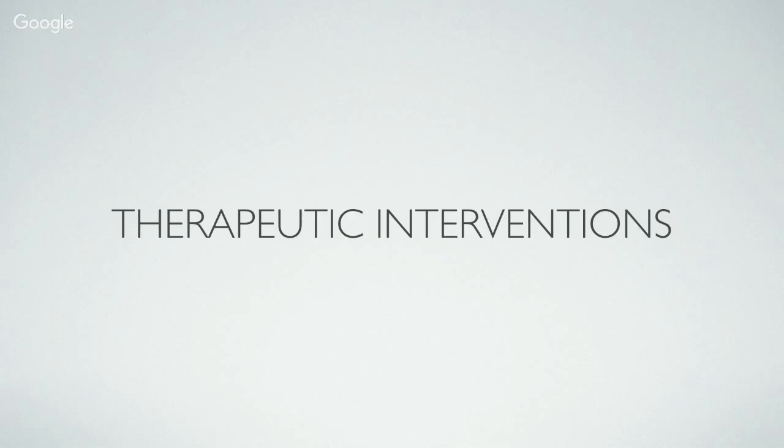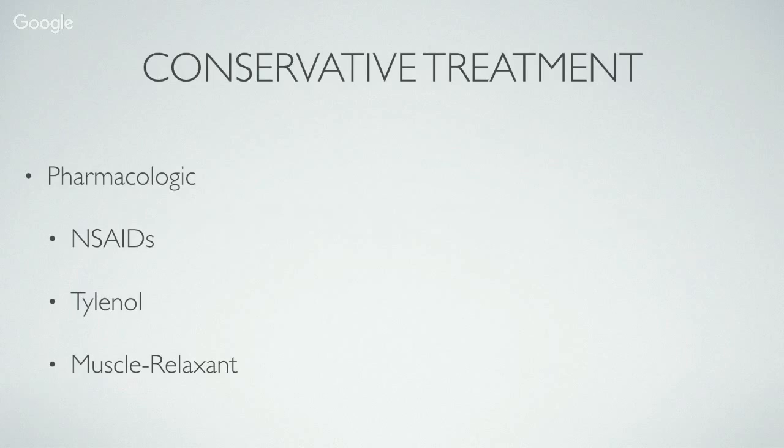So a little bit about the therapeutic interventions. Pharmacologic interventions include nonsteroidals, Tylenol, and muscle relaxants. Usually nonsteroidals are kind of your first line. If they have gastritis or some other reason they can't take them, you could try Tylenol. Muscle relaxants, depending on the level of pain that they're having, you could try them. I would also consider their age and what other medications they're on. You don't want to oversedate them.